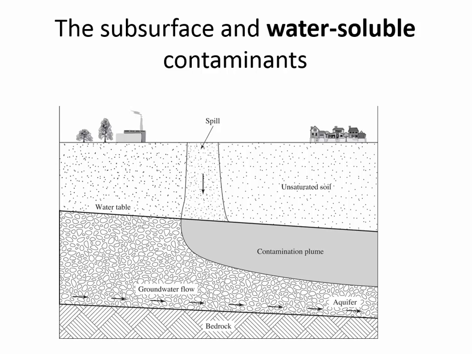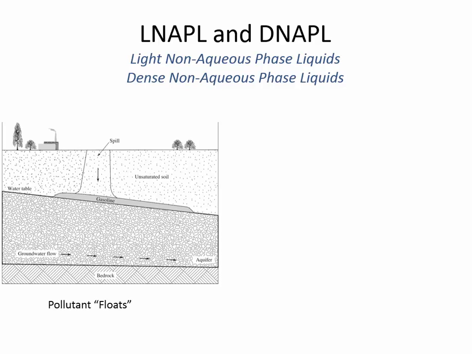So that's a water-soluble contaminant. Let's take a look at contaminants that aren't dissolved in the water. They're called LNAPLs and DNAPLs. That's how you kind of pronounce the abbreviation. LNAPL stands for light non-aqueous phase liquids. Non-aqueous phase means it doesn't dissolve in water. Can you think of a chemical that doesn't dissolve in water?